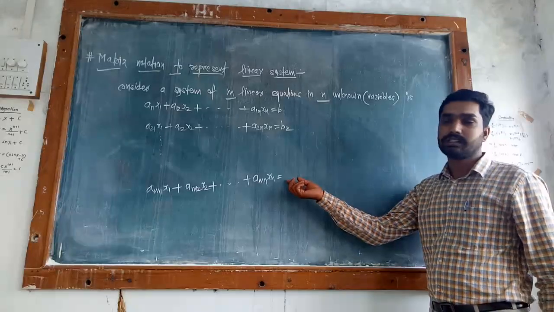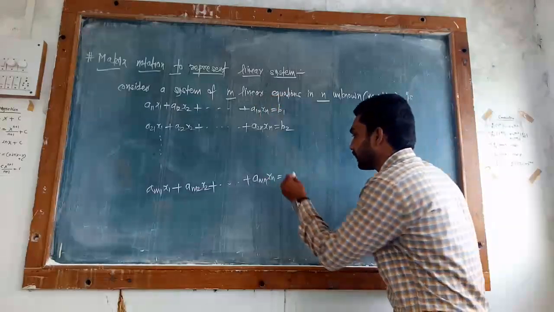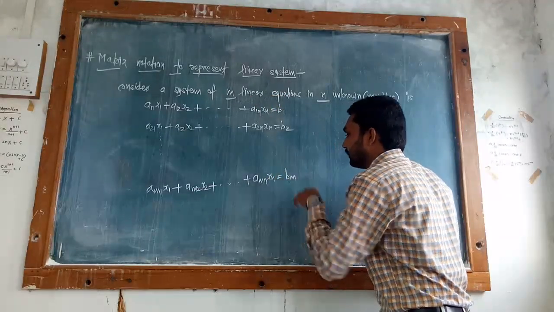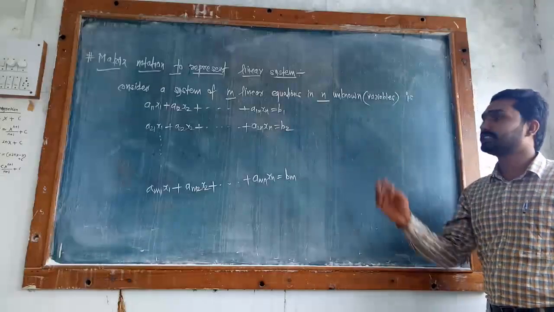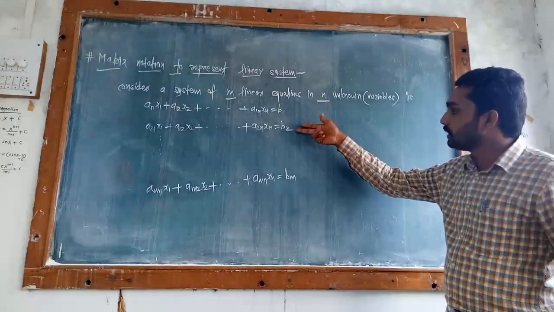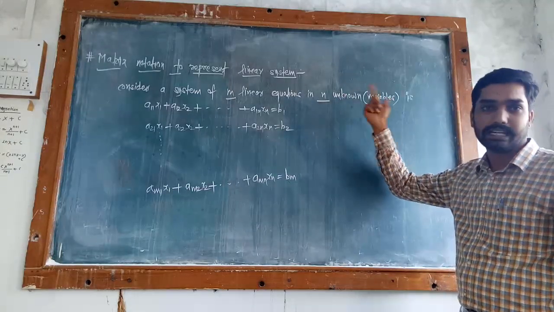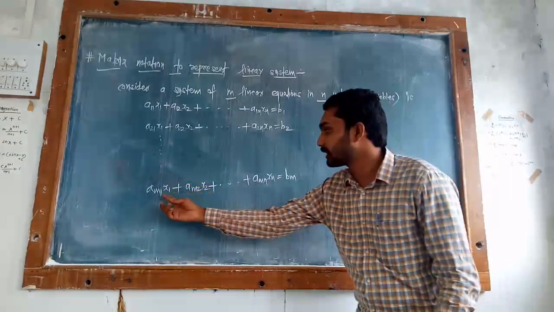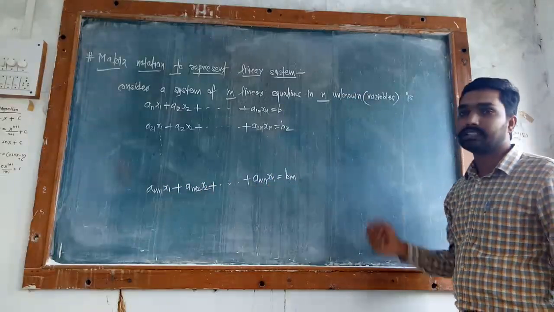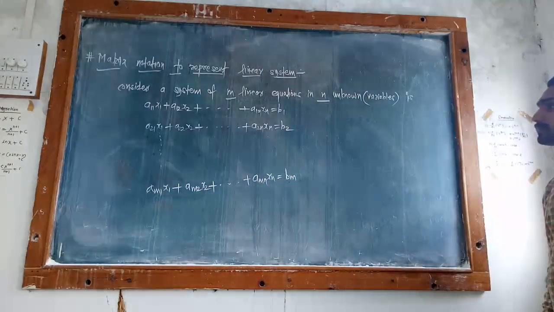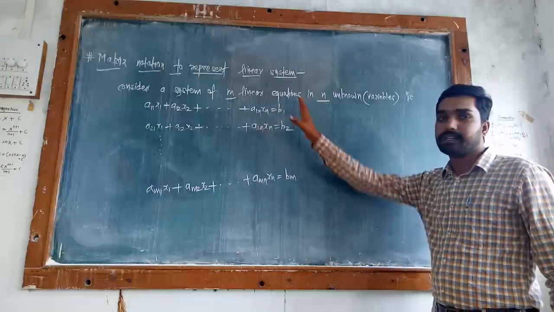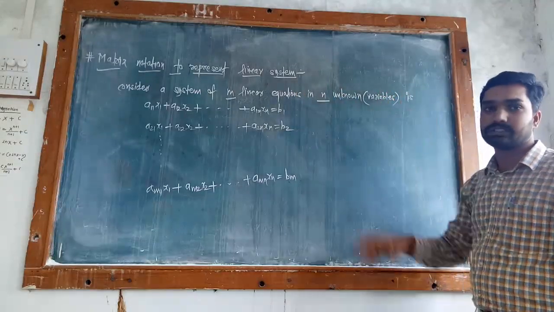How many rows? That is how many equations? That is m equations. Therefore the last is bm. This is your system of 1, 2, 3 up to m equations in how many unknowns? That is n variables: x1, x2 up to xn. These are variables. So this is a system of m linear equations in n unknowns.